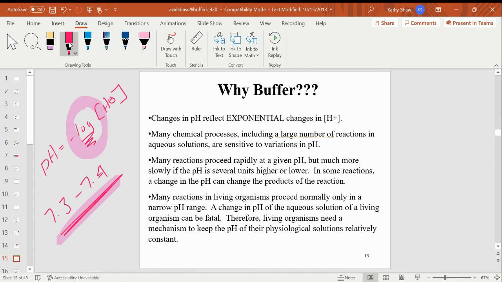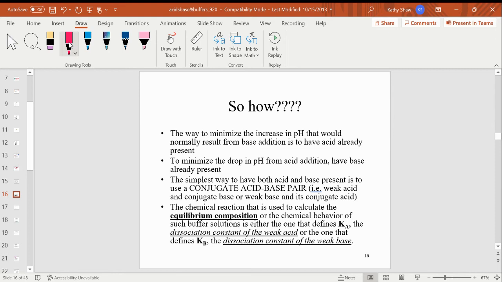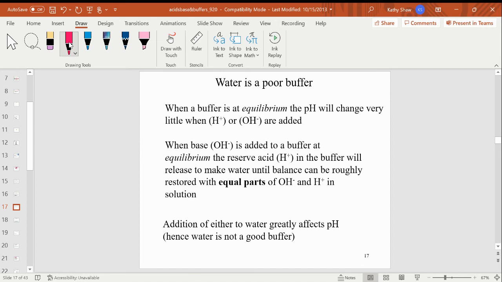Okay, so how am I buffering? I'm going to buffer by tying up my extra acid, tying up my extra base, and getting rid of it. So it's all equilibrium based, all based on the equilibrium constant. No coincidence there. And I'll use the buffer. So what I'll try to do, or what I'll do, is tie up the extra acid or base and one way or another get it out of the cell, out of the tissue. Water is a pretty lousy buffer. Kind of makes sense. We have equal amounts of acid and base, hydroxyl and hydrogen in water.